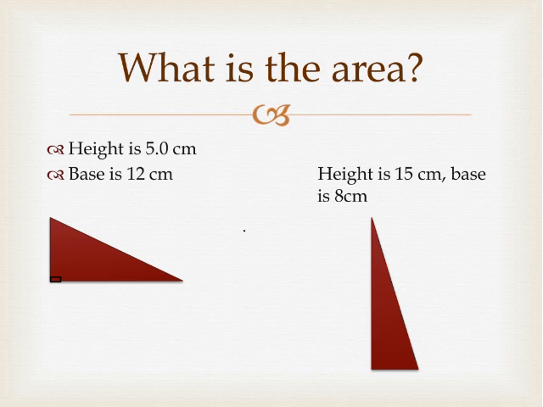Writing a little bigger. All right. 12 times 5 equals 60. And then we're going to do 60 divided by 2 equals 30. And then we have to put our centimeters squared in there.